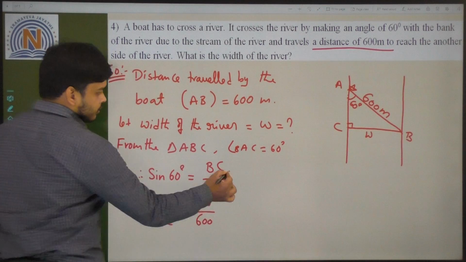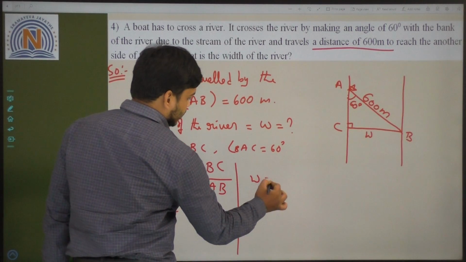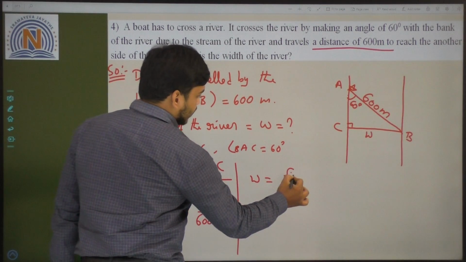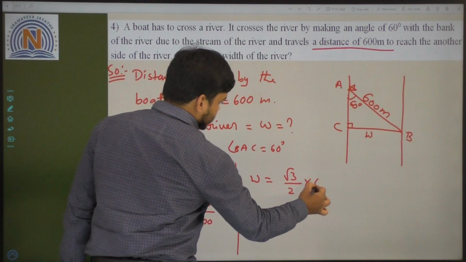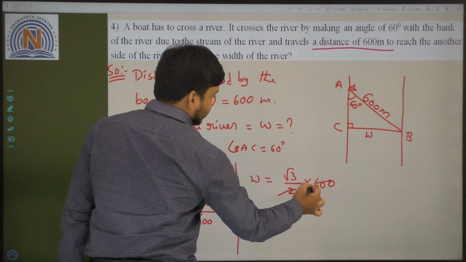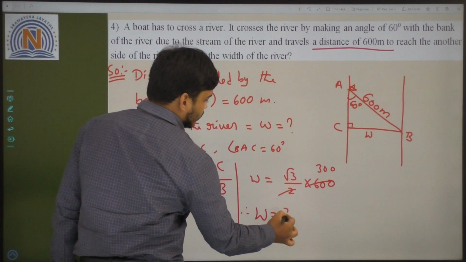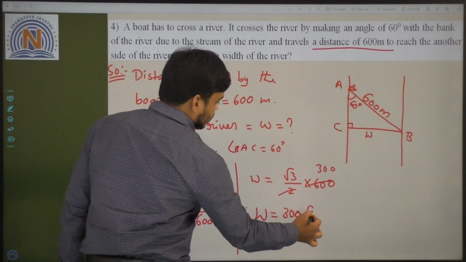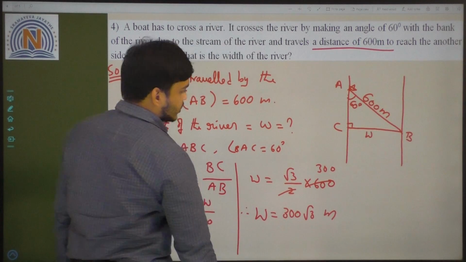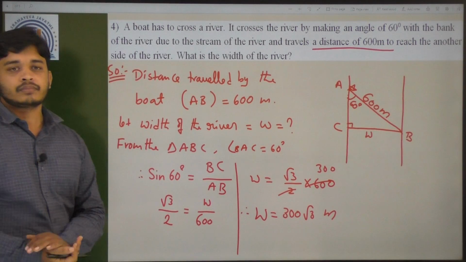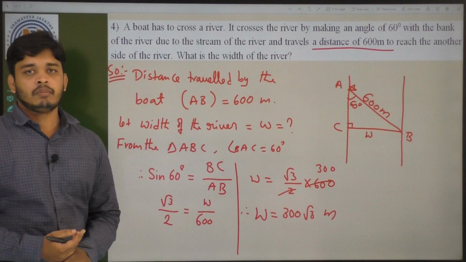Therefore the width of the river W is equal to root 3 by 2 into 600, so 2 ones are 2, 300. So the width of the river W is equal to 300 root 3 meters. That is the width of the river. Now coming to the next problem.